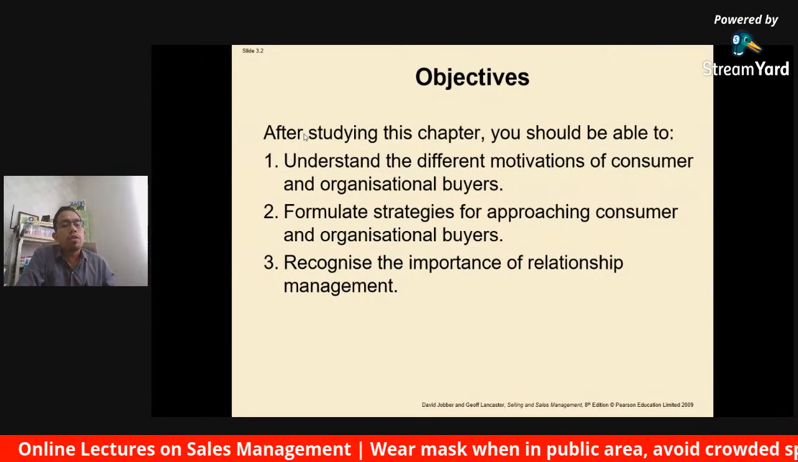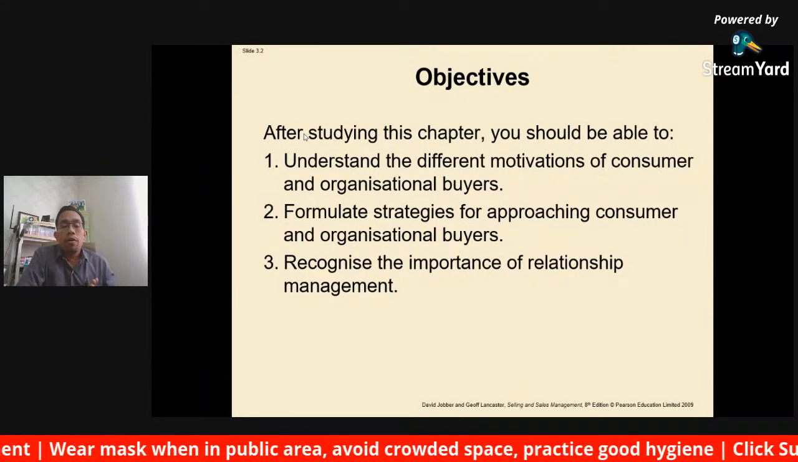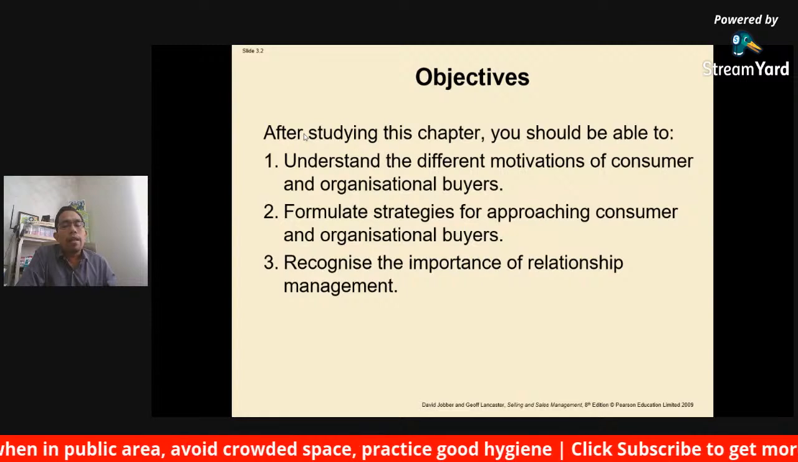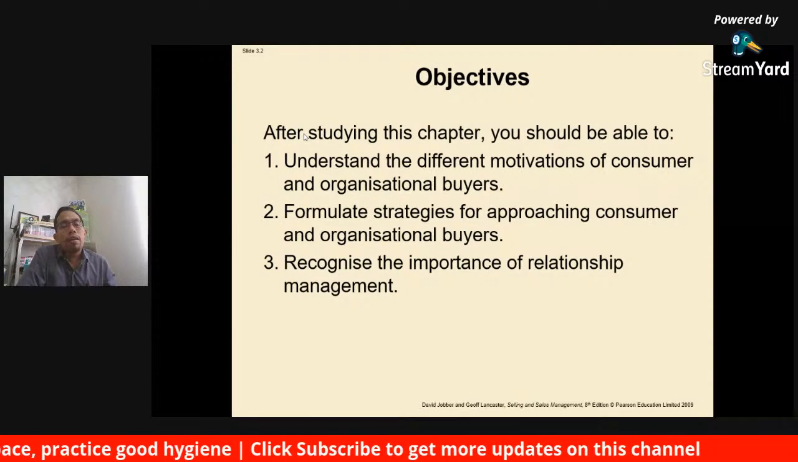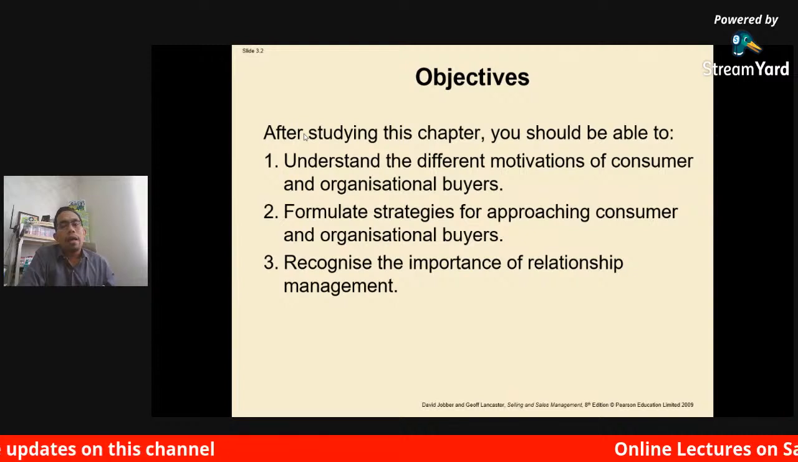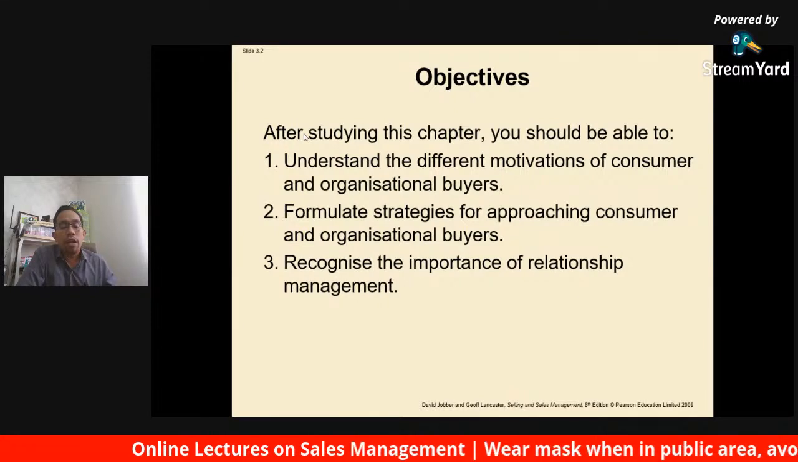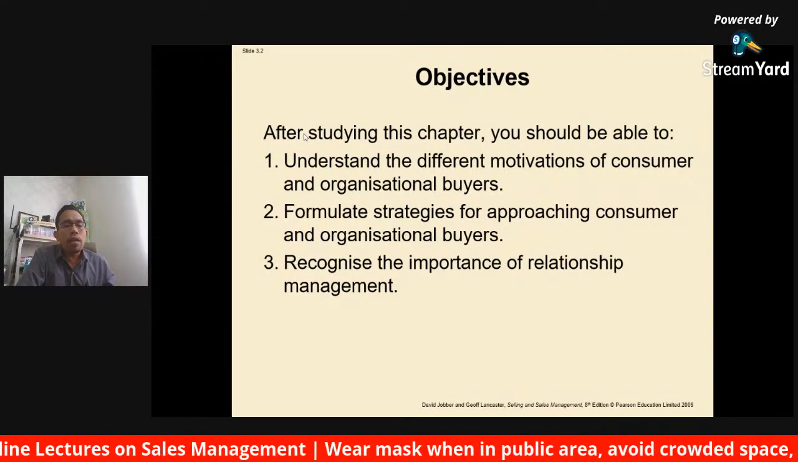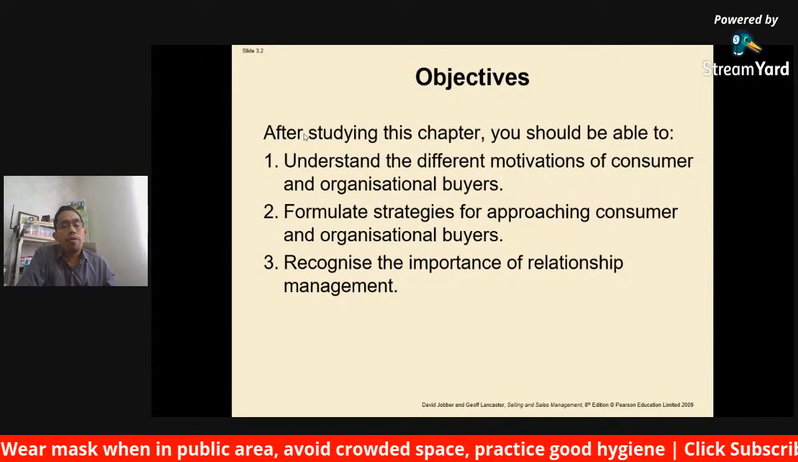All right, the third objective here is to recognize the importance of relationship management. Normally, people like to think that after you get your sales and close your deal, your relationship is done. But actually, in current market practice, relationship management is so vital for survival. It's very important. It's a key to reaching success for your business.